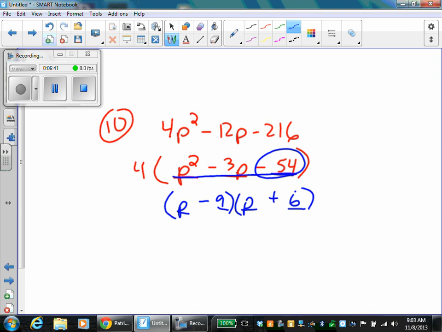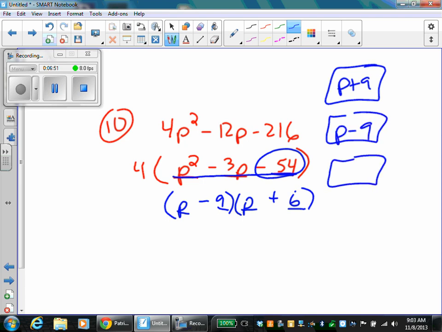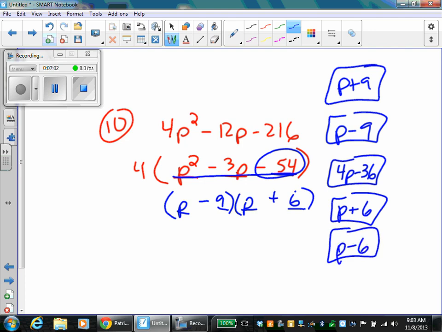So, on the SOL, they'll give you things like this. They'll give you p plus 9. They'll give you p minus 9. They'll give you 4p minus 36. They'll give you p plus 6. They'll give you p minus 6. They'll give you 4. They'll give you 2. They'll give you 4p plus 24.